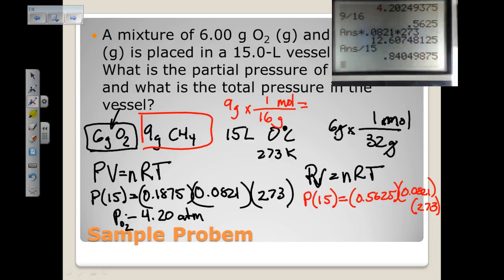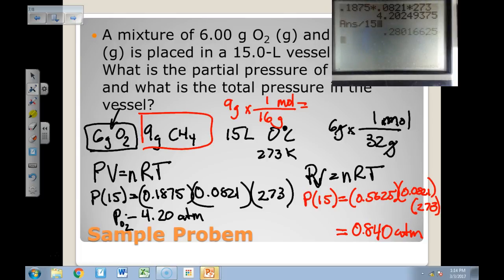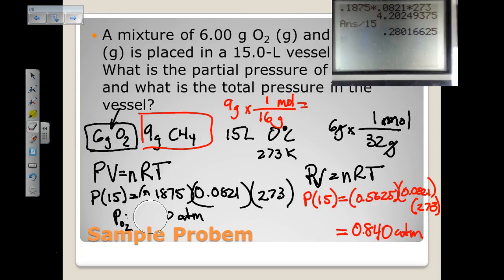Did I forget to divide that other one by 15? I think I did. Okay, so I won't go back and do that. So this is equal to 0.840 ATM. Okay, let me come back here. Okay, let me just check my answer just to make sure that, so it's 0.1875 times 0.0821 times 273, and then divided by 15 to solve for P. And so that, thank you for catching that out there, everybody.